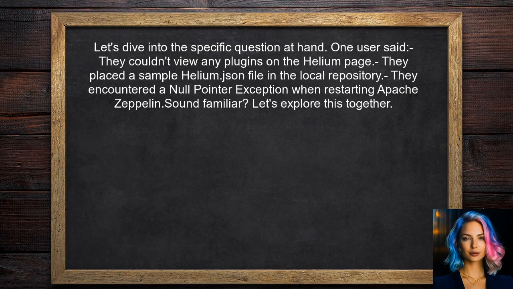Let's dive into the specific question at hand. One user reached out saying they couldn't view any plugins on the Helium page after placing a sample Helium JSON file in the local repository. They also encountered a null pointer exception when restarting Apache Zeppelin. Sound familiar? Let's explore this together.